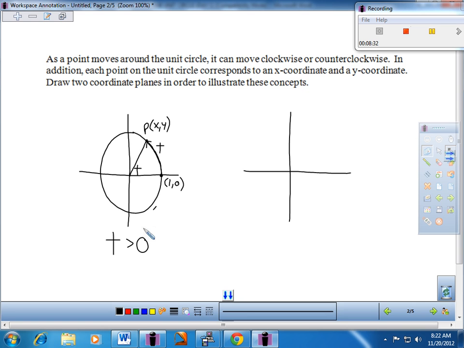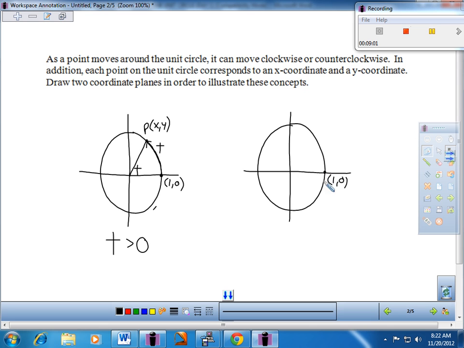So remember, we've talked about this before. Direction matters in trigonometry. So counterclockwise, everybody, t is going to be positive. Okay. Let's go ahead and draw a secondary one just over here. Same thing. And let's go ahead and show that this is going to be the unit circle over here as well. And let's go ahead and, in this case, move around clockwise here.